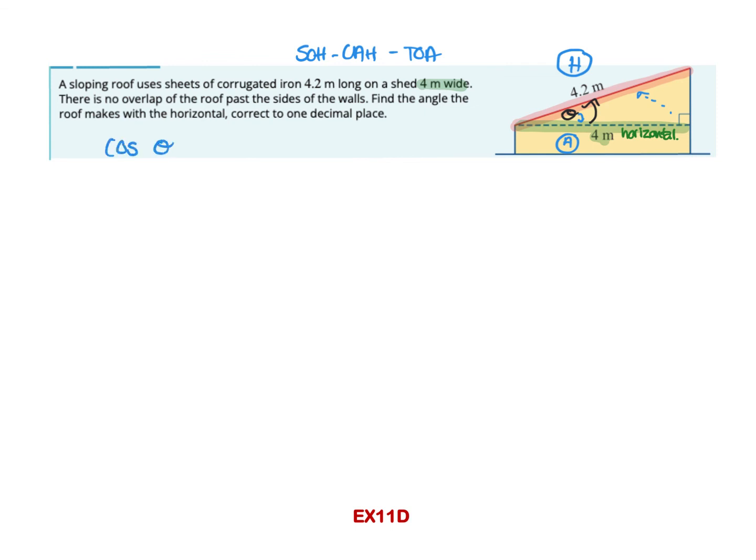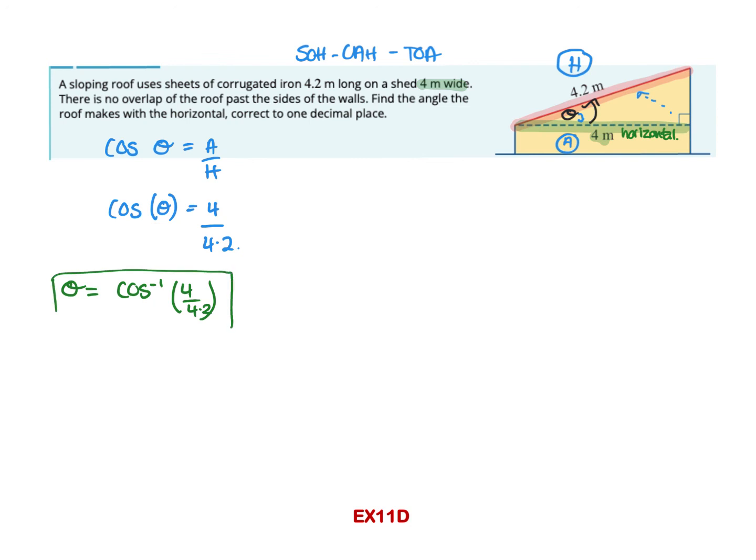Cosine, good. So we're going to write the rule out. Cosine equals A over H. How do I know that A goes first? In SOHCAHTOA, because in CAH, A is written first. Now we've got adjacent, which is 4, and the hypotenuse is 4.2. So when we're finding the angle, what button do we press? Luke? Cos -1. Good. So if we do cos -1 and then 4 over 4.2, that's going to give us the angle. So we need to type this into our calculator.